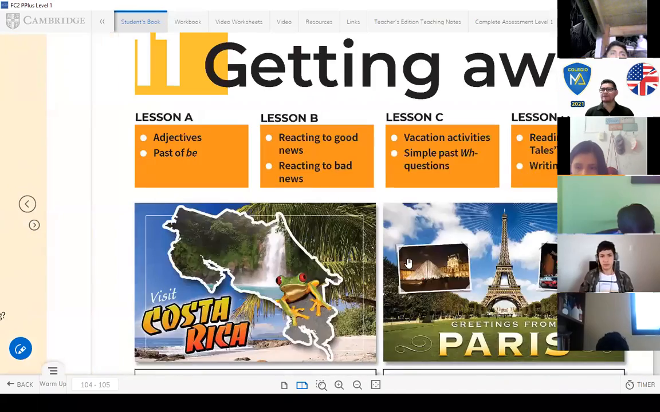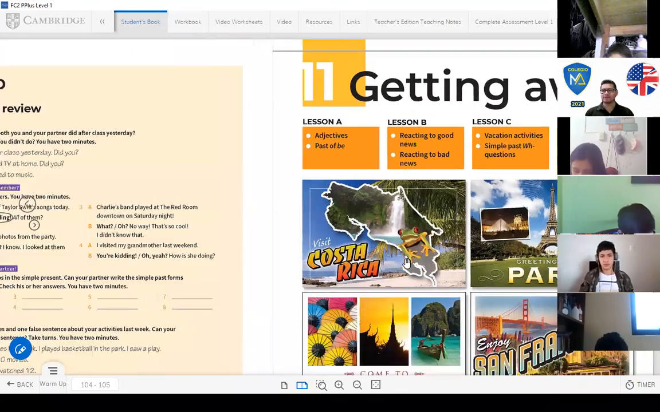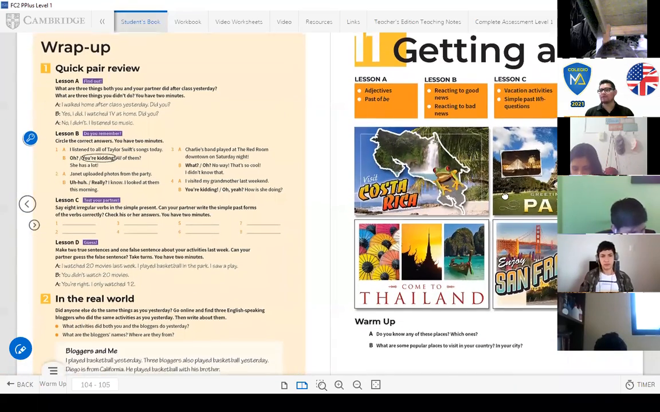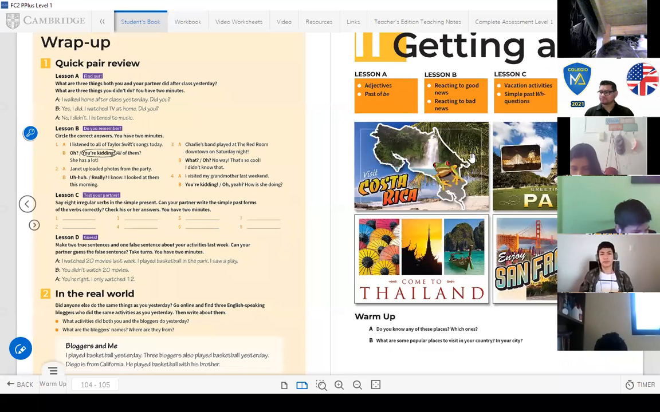Well, now it's time to talk about something else. Here it says getting away, okay? For example, we have here some posters, right? For example, that say visit Costa Rica, greetings from Paris, come to Thailand, enjoy San Francisco. Yeah, it says, do you know any of these places? Which ones? What are some popular places to visit in your country or in your city?